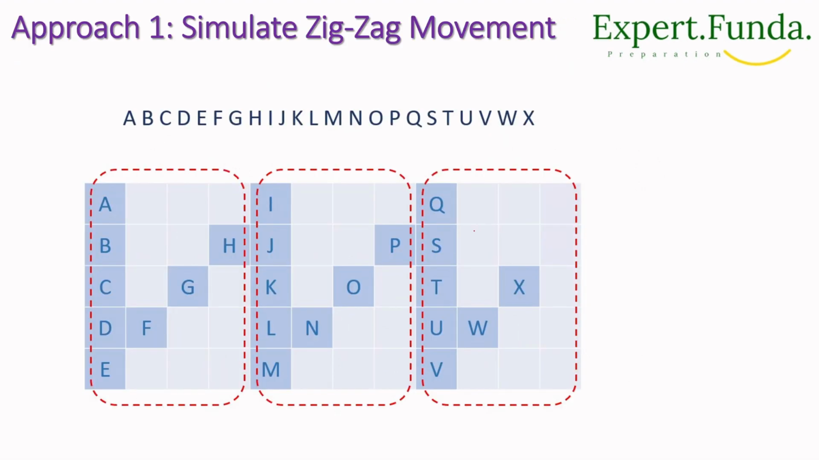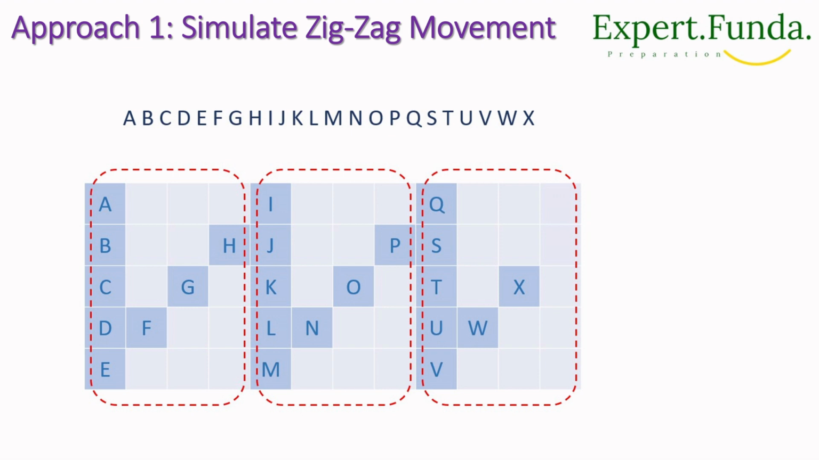Now consider the approach. The first approach we have is zigzag movement, in which we will see how we simulate the zigzag movement. So our first task is to determine the size of the matrix, so that you can create a 2D array and simulate writing the string in zigzag pattern. The number of rows we have will be equal to num rows.